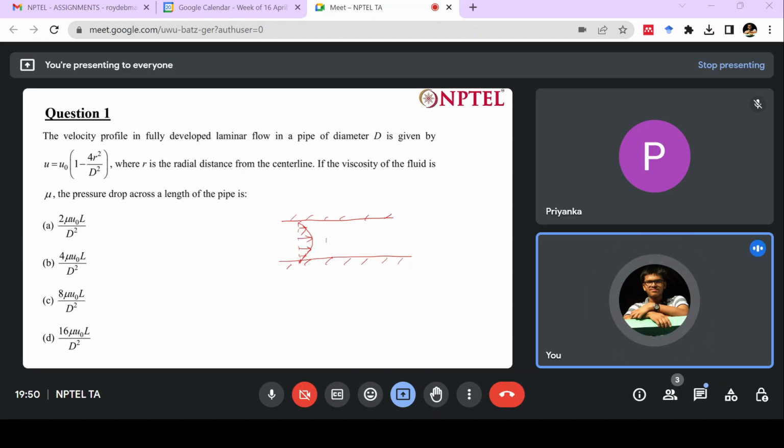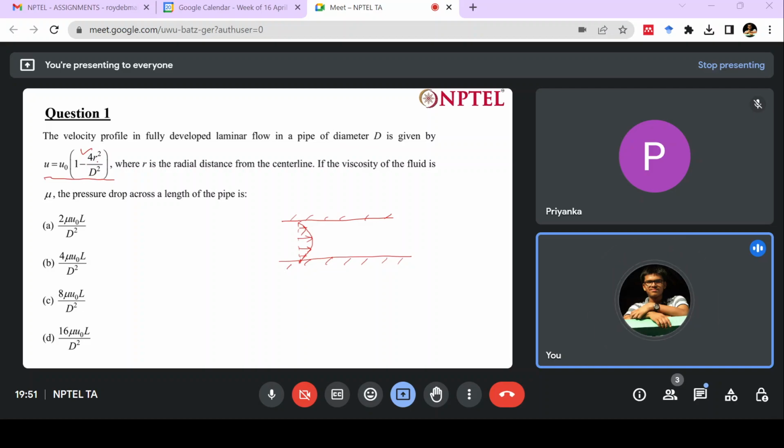The velocity profile that will be obtained will be dependent on this pressure drop. So we have to basically find that dependence in this question. So the velocity profile is given. This is the shape of the profile. This inside the bracket corresponds to the parabolic profile.